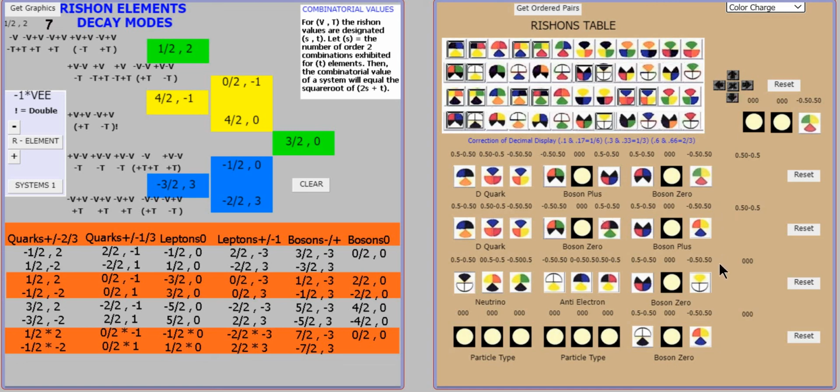So that concludes our review of the quantum numbers for the T-quark and its decay products, and we see they are consistent with the standard model.